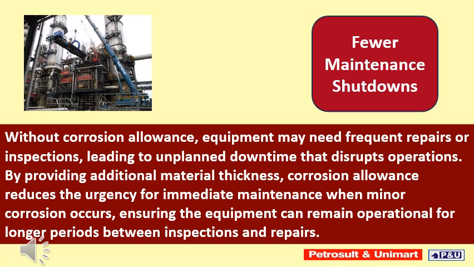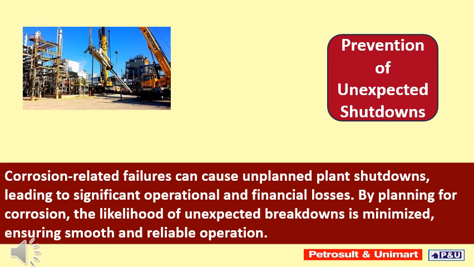Fewer maintenance shutdowns. Without corrosion allowance, equipment may need frequent repairs or inspections, leading to unplanned downtime that disrupts operations. By providing additional material thickness, corrosion allowance reduces the urgency for immediate maintenance when minor corrosion occurs, ensuring the equipment can remain operational for longer periods between inspections and repairs.